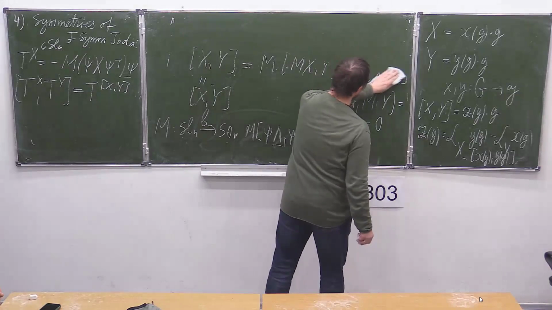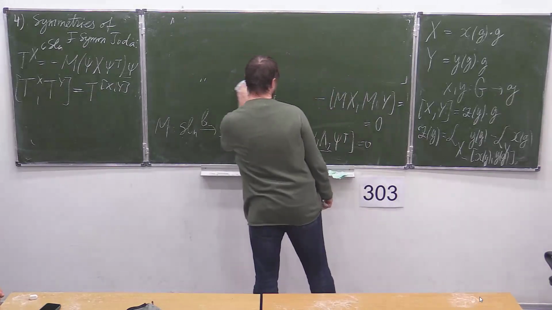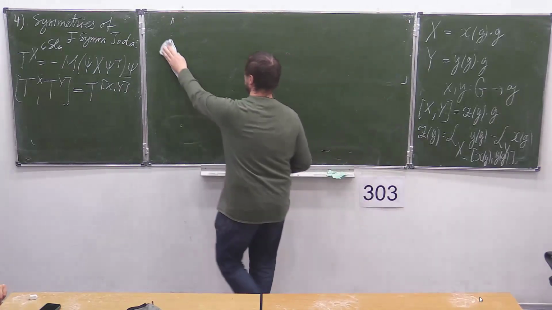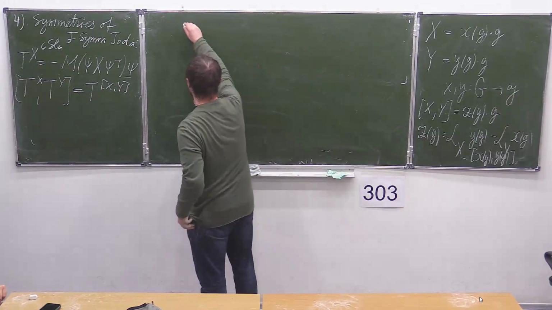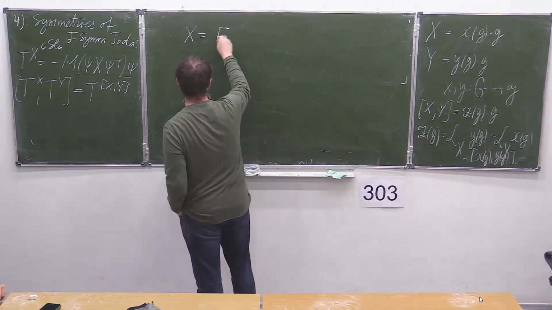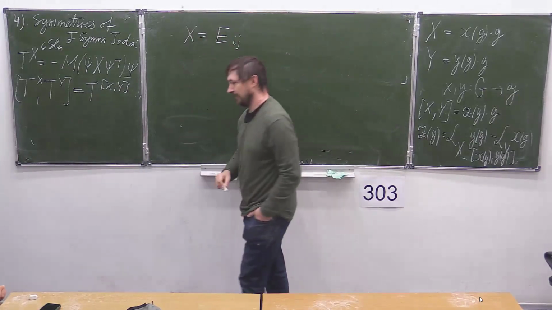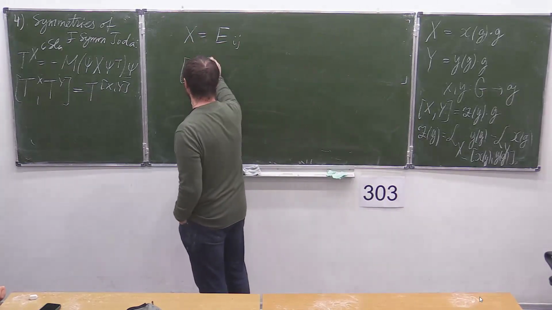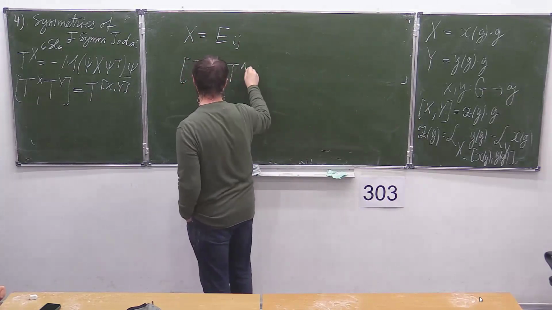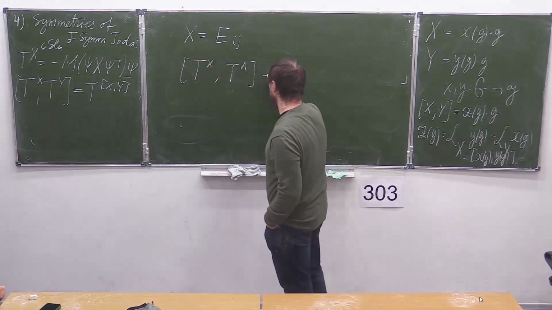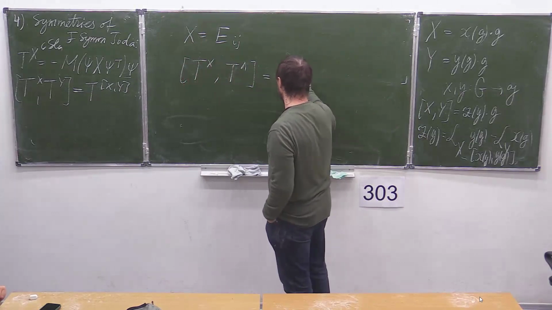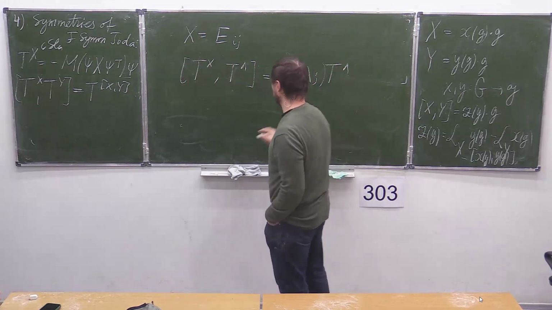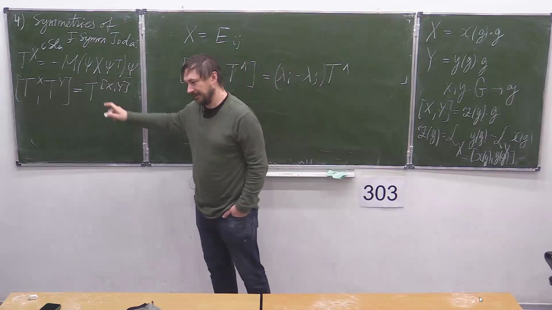not invariant, and are not symmetries of Toda fields. For instance, if you take X equal to the unit matrix Eij, and you commute Tx with T lambda, up to the sign, what you get is lambda i minus lambda j times T lambda by this formula. So it's not invariant.